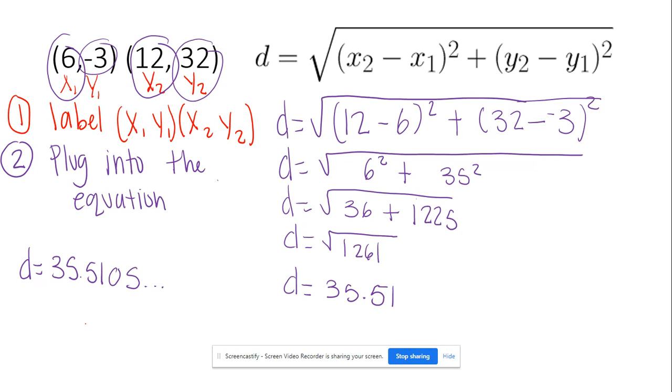It's going to go on forever. It's irrational. So we're going to underline the number in the hundreds, circle the number in the thousands. This is telling us to stay or to go up. This tells us to stay the same, so everything goes away. So our distance between those 2 points is 35.51.